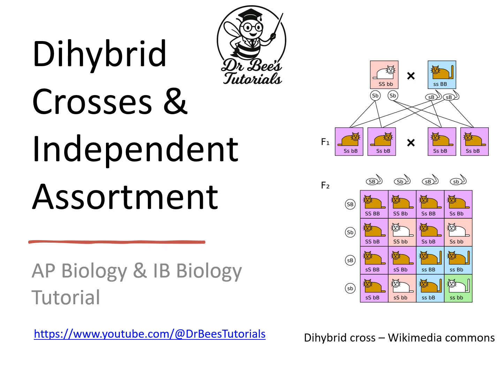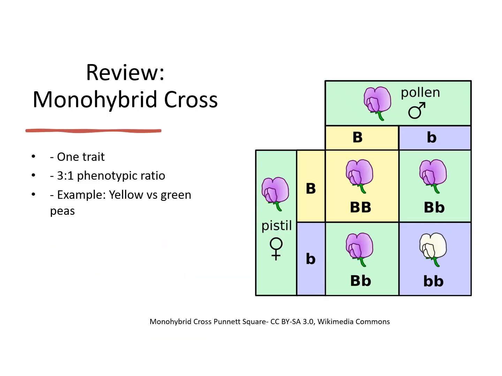Today we are covering dihybrid crosses and the principle of independent assortment, a crucial topic for AP and IB exams. Before diving into dihybrid crosses, let's quickly review monohybrid crosses. These involve one trait and typically yield a 3-to-1 ratio in the F2 generation.